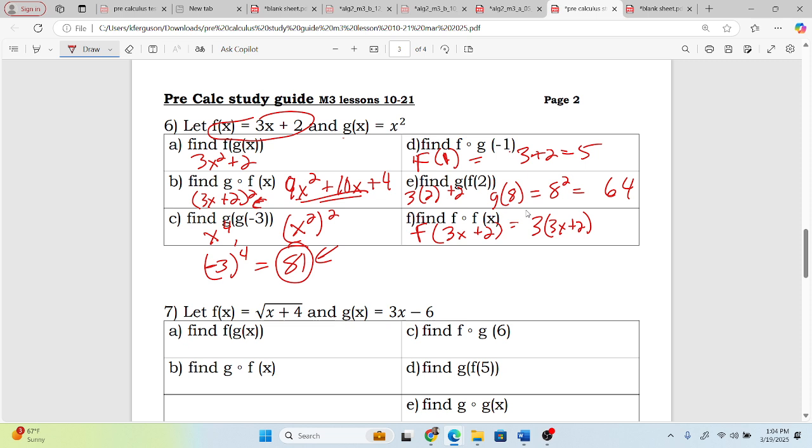And then the last one is, like I said, if I got f of 3x plus 2, and then I need to plug that in again, so I'm going to have 3 with that in there plus 2. So then I need to distribute. So that's going to be 9x plus 6 plus 2, which is 9x plus 8. And that's the end of it. And so now I'm ending this.